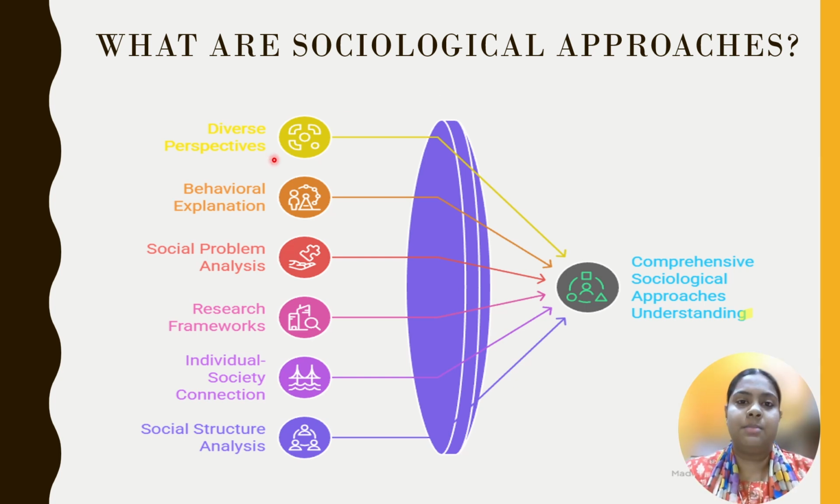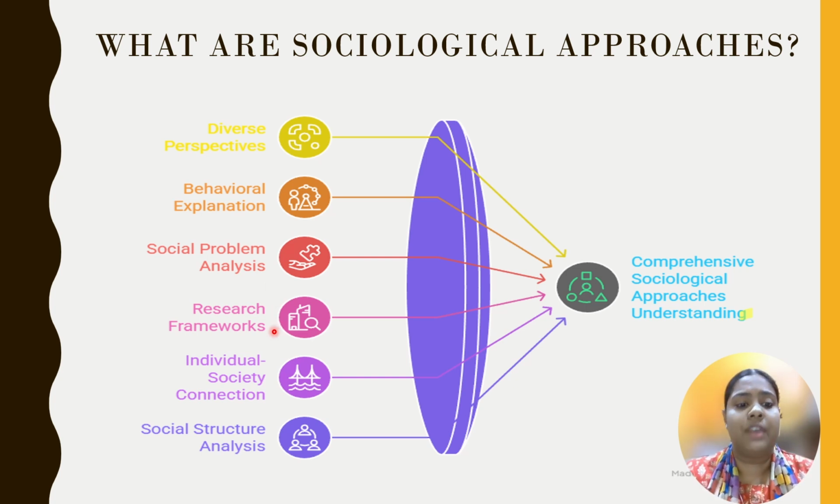Sociological approaches help us to see the same situation of a society from different viewpoints, one situation from various understandings. Now let's move to the next point, behavioral explanation. These approaches help us to know how an individual behaves in a certain situation in a society. Next, social problem analysis. In society, there are various kinds of problems that a society suffers. It helps us to analyze them very easily, like crime, murder, rape, etc.